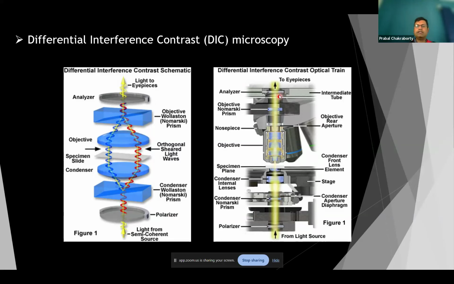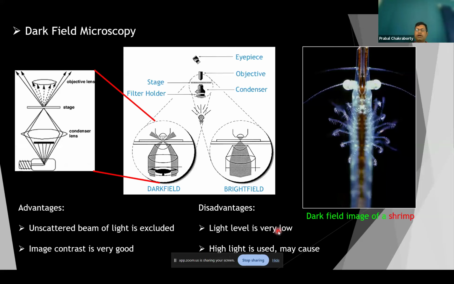So when the analyzer, these two prisms and finally the polarizer come into the optical path, then only that DIC effect is created. If you take out any of the components, then the DIC effect is much reduced, or there is no DIC effect. It's like a normal bright field image. That is why you need to have all four components in the optical path for this DIC effect.